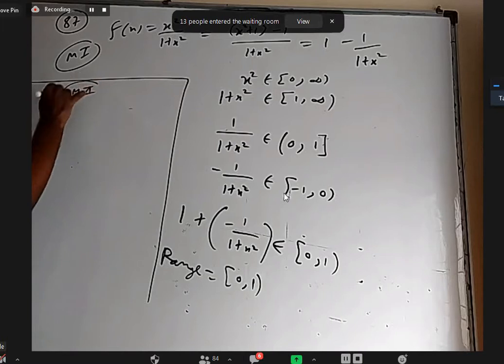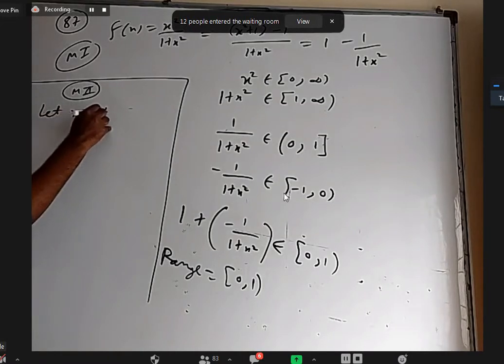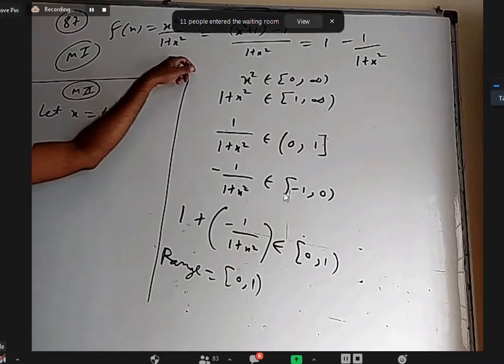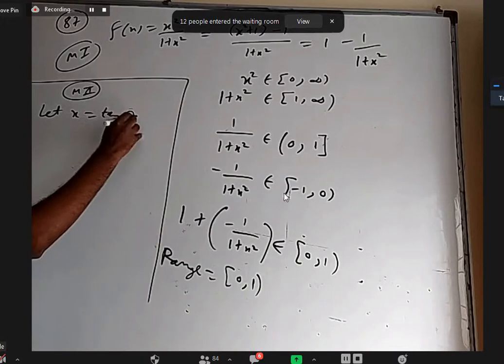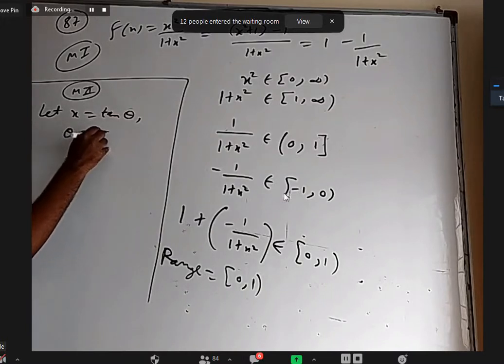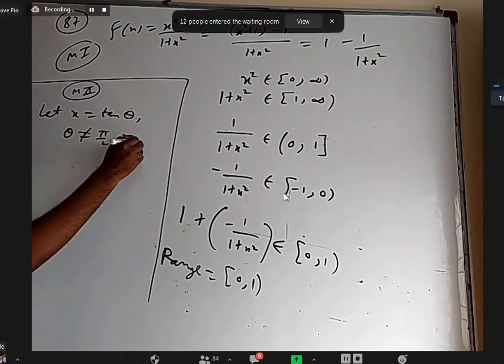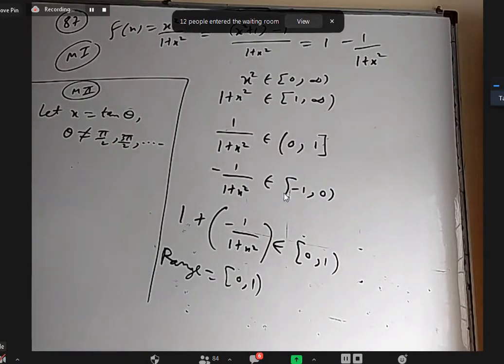Method 2, it may not work for all questions, just a little bit of idea. I want to take x is equal to tan theta. And here x is all real numbers, and we know tan theta also will cover all real numbers. But the only thing is I want to take that theta is not pi by 2, 3 pi by 2, etc. Because tan pi by 2 is not defined, tan 3 pi by 2 is not defined, tan 5 pi by 2 is not defined. If I put x equal to tan theta, it will be very easy to tell the range of this.